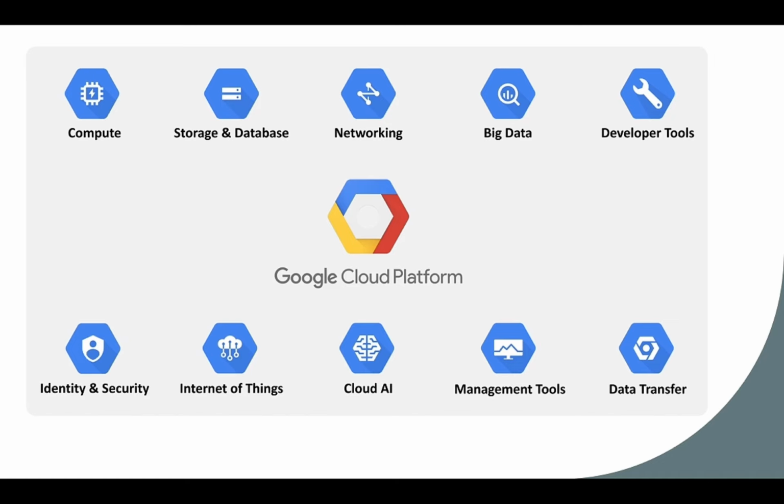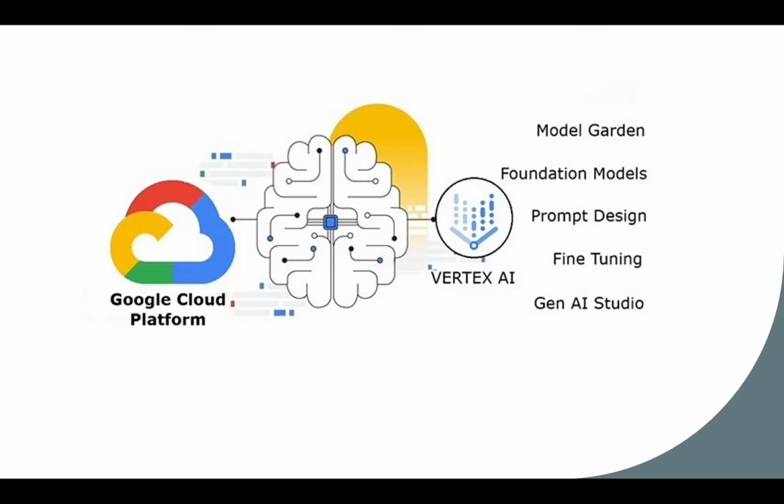So basically, Google Cloud provides powerful AI and machine learning services that help developers and businesses build intelligent applications without deep ML expertise. What are the key features or capabilities Google is providing here? So we have pre-trained AI APIs, then Vertex AI, Generative AI, AutoML. In the upcoming videos, we will be focusing on Vertex AI and its components like Model Garden, foundation models, prompt design, fine tuning, and GenAI Studio.